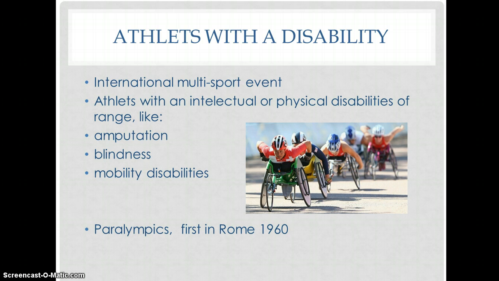In athletics, you can compete even though you have a disability. An example of a competition is the Paralympics. The Paralympics is an international multi-sport event where athletes with an intellectual or physical disability, with a range like amputation, blindness, or mobility disabilities, compete. On the picture you can see a race from the Paralympics, and the first Paralympics was in Rome in 1960.